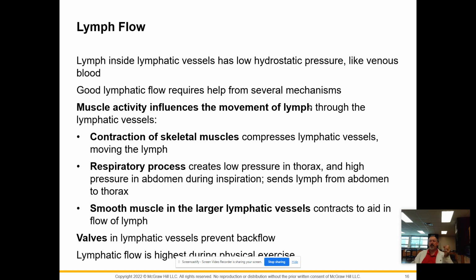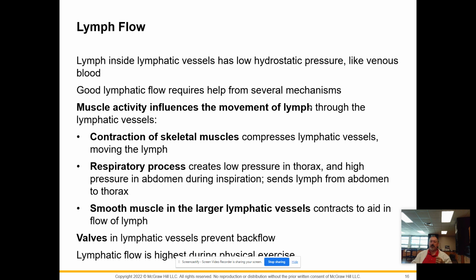So, the contraction of skeletal muscle is going to squeeze, and anything that it's working along is going to be squeezed, and it's going to push the things that were in that tube as you squeeze, like toothpaste, it's going to squeeze it upward, and valves are going to keep it from backflowing.